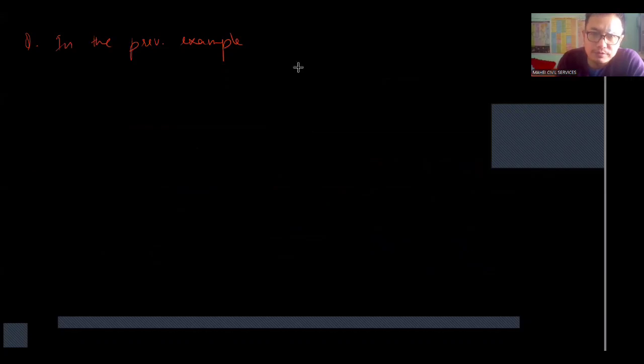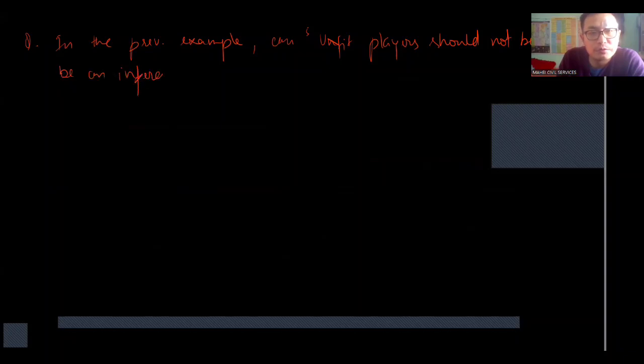In the previous example, unfit players should not be selected would be an inference. The right answer is no, inference will be arrival.